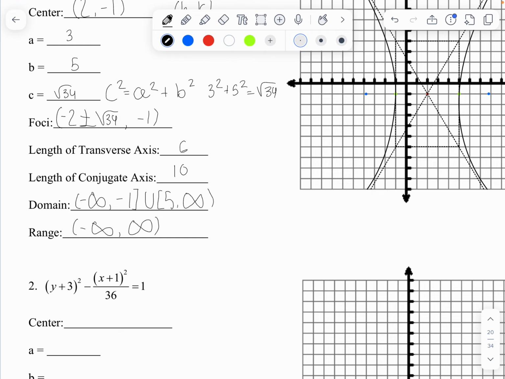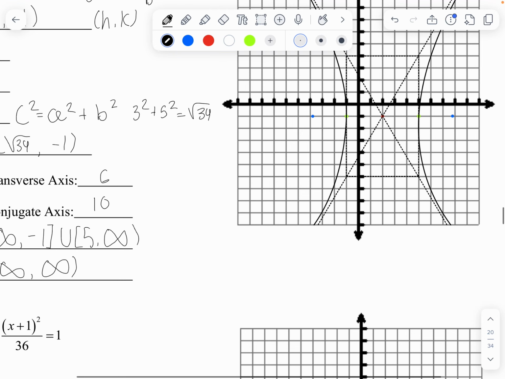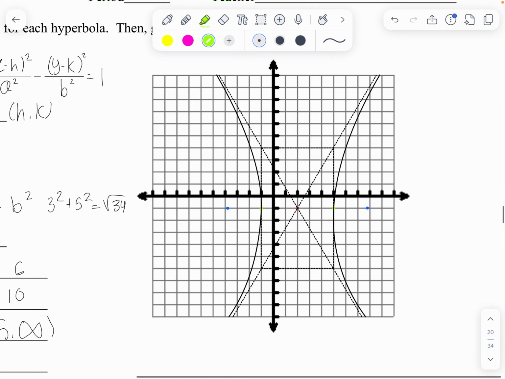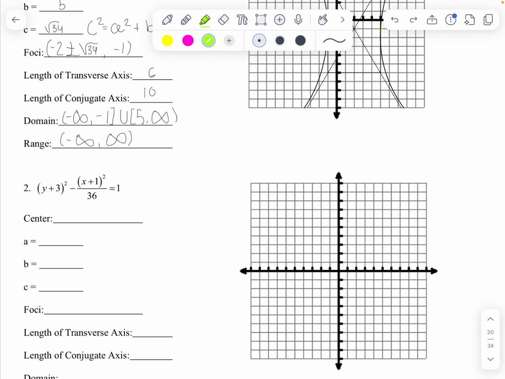And I forgot to explain what the transverse axis and conjugate axis is. So the transverse axis is basically the line that connects the two vertices, and the conjugate axis is just this line segment. Okay, time for the next question.